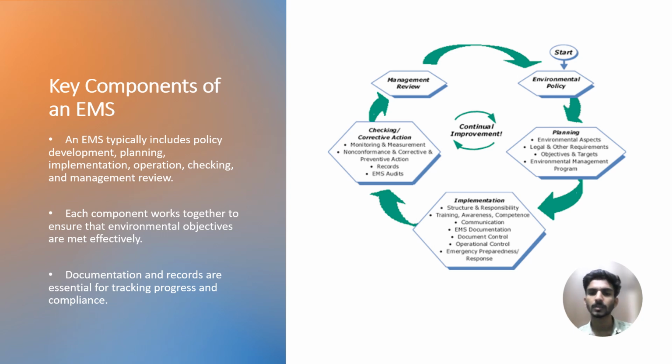So what are those things? In planning, we look at environmental aspects, legal and other requirements, and objectives and targets. An environmental management program needs to be done. In implementation: structure and responsibility, training, awareness and competence, communication, and EMS documentation. Then document control, operational control, and emergency response need to be taken.